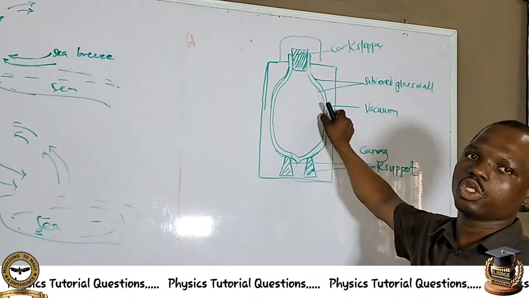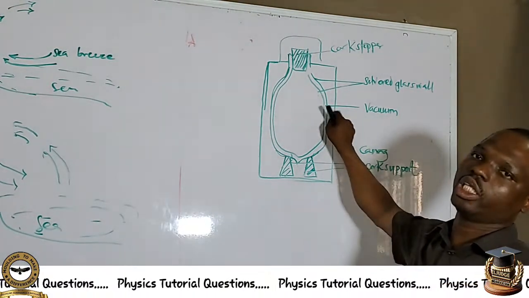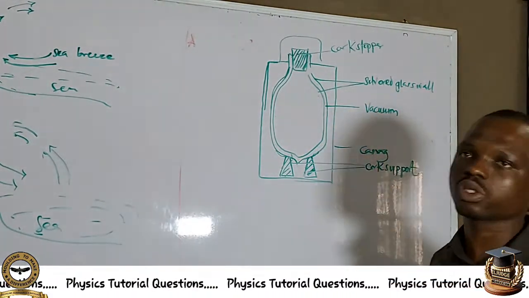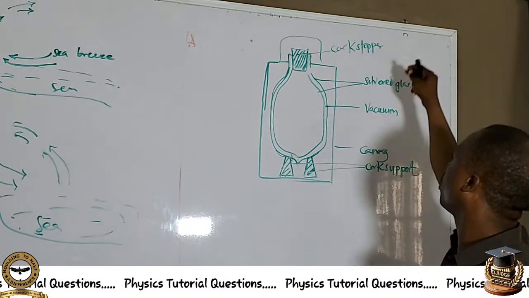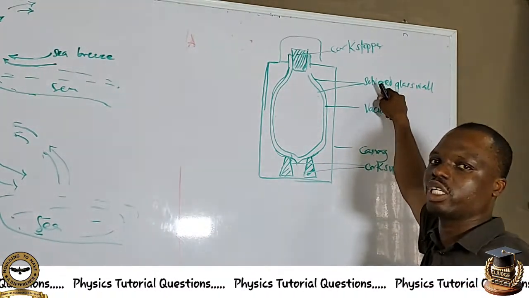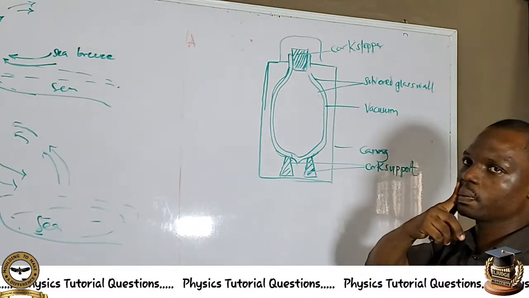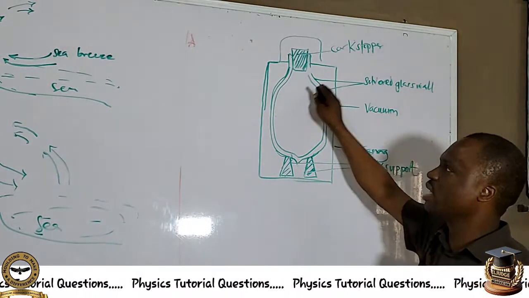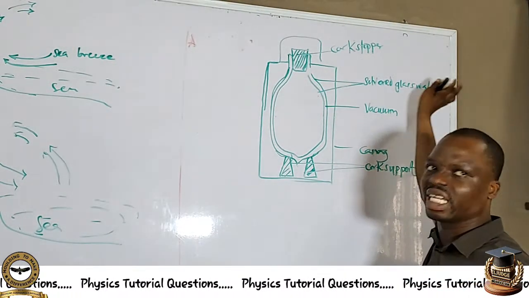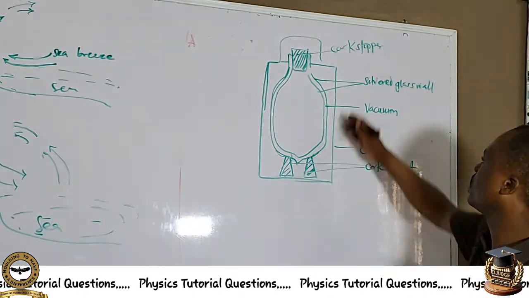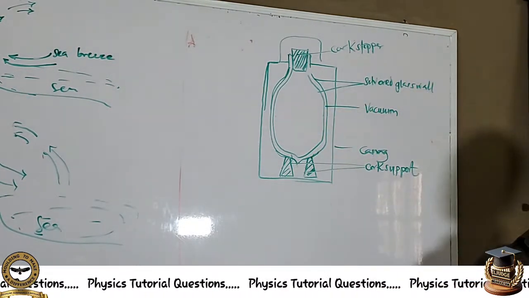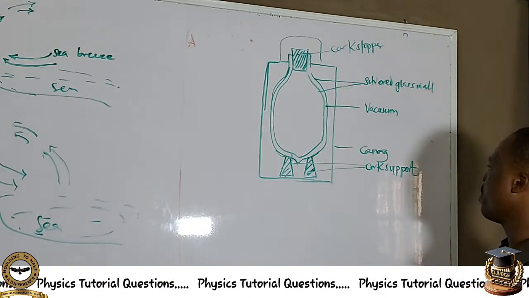That's why it's not touching. So if this was touching this, there will be conduction there and heat will be lost. But the vacuum helps us to reduce heat loss by conduction. But the silver wall glass helps us to reduce heat loss by radiation. It radiates heat. Heat coming from outside will be radiated back. Heat coming from inside will be kept inside. So the silver glass wall helps to minimize heat loss by radiation.